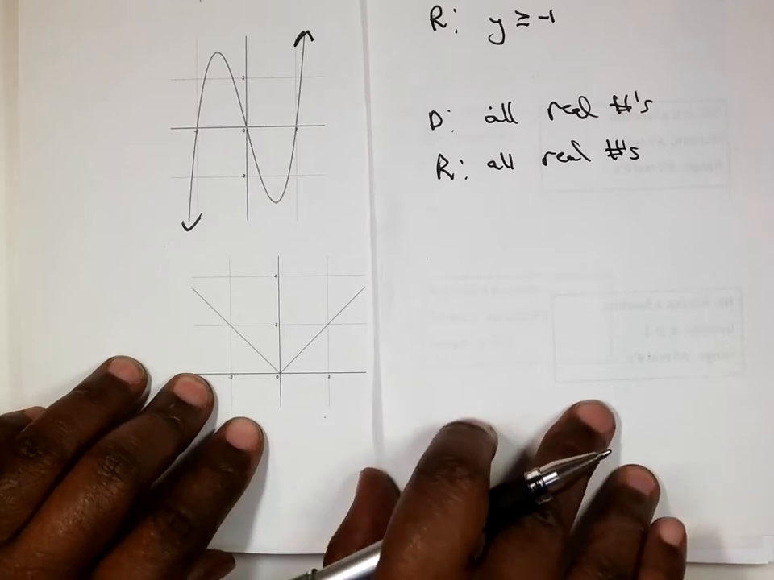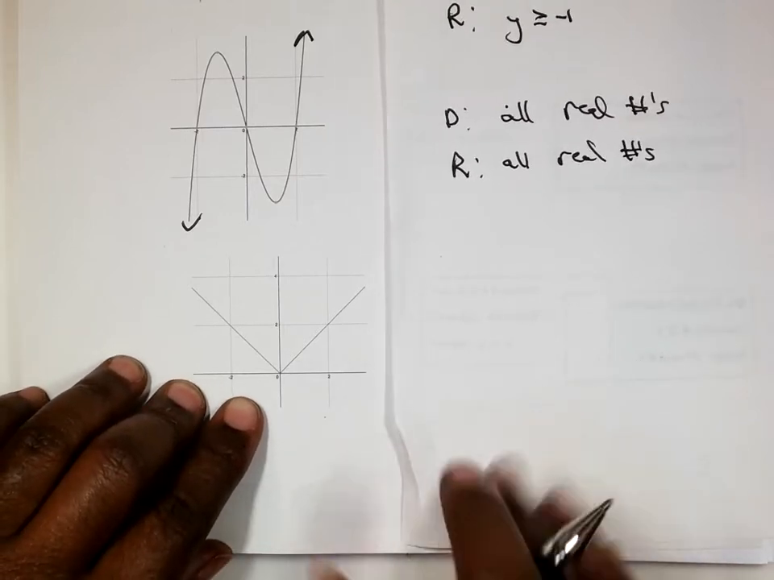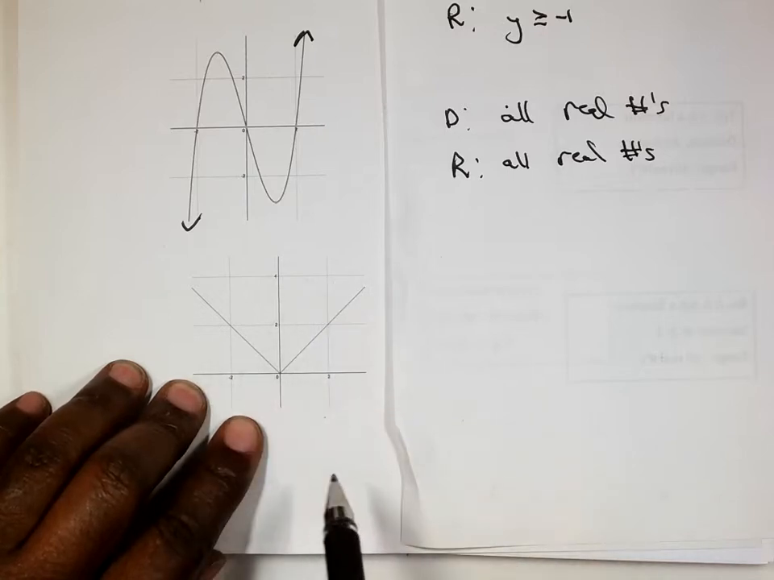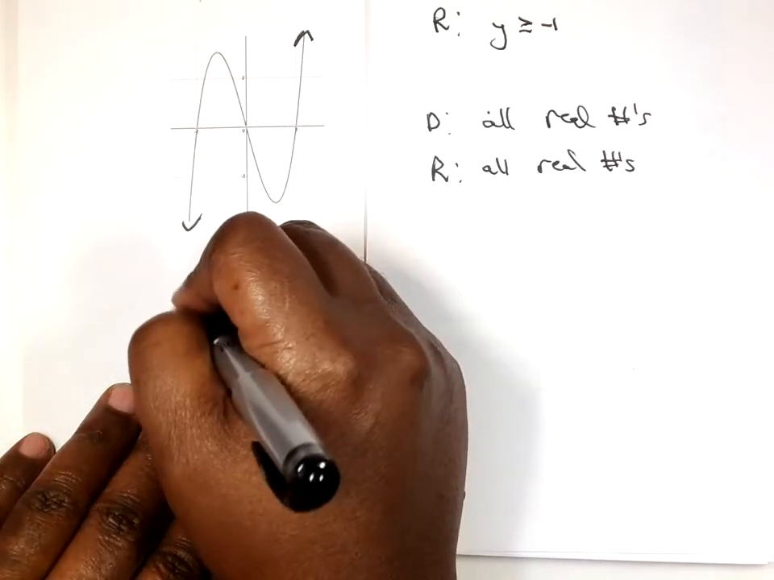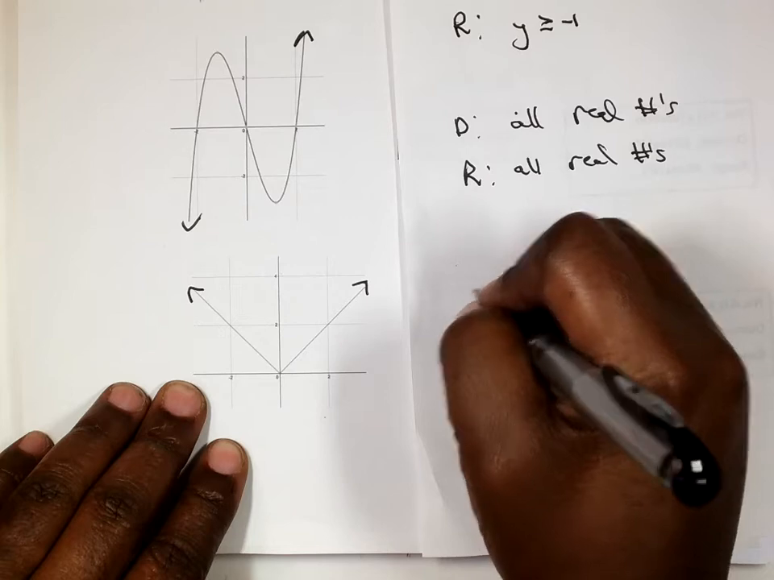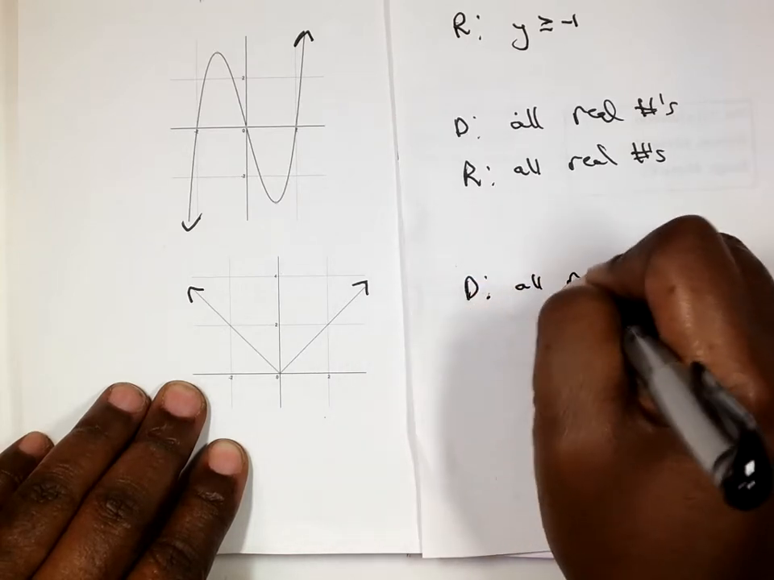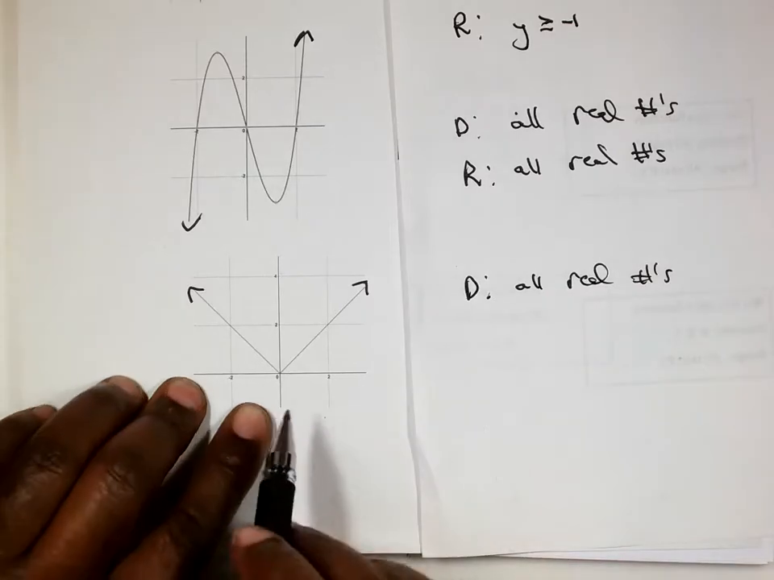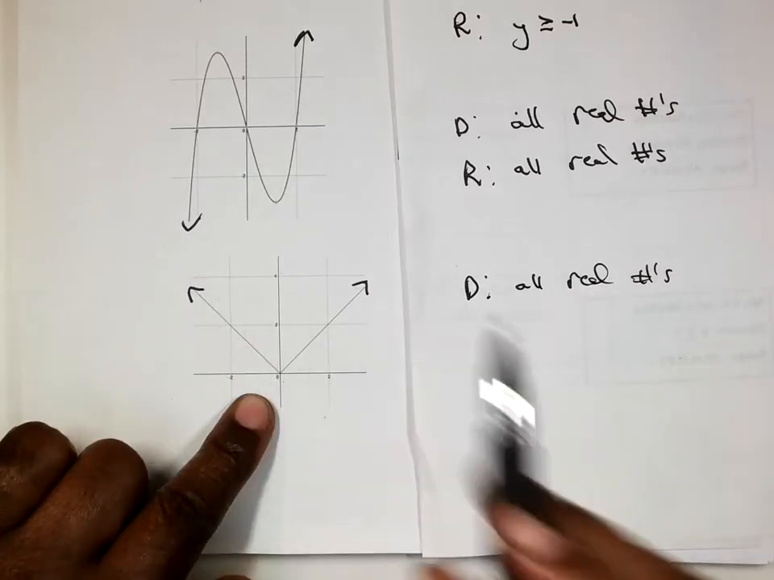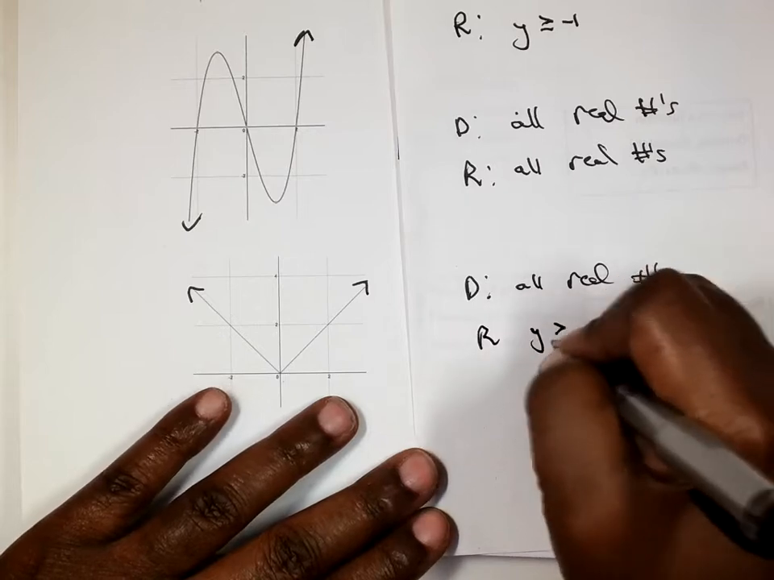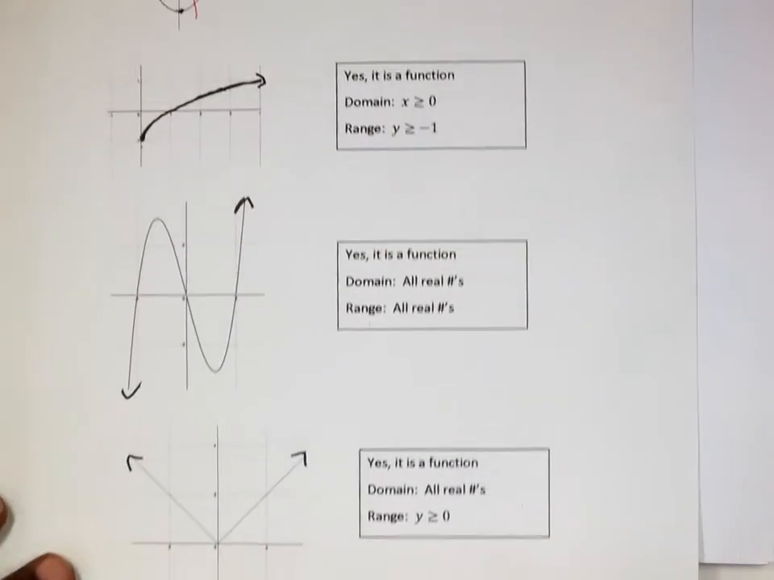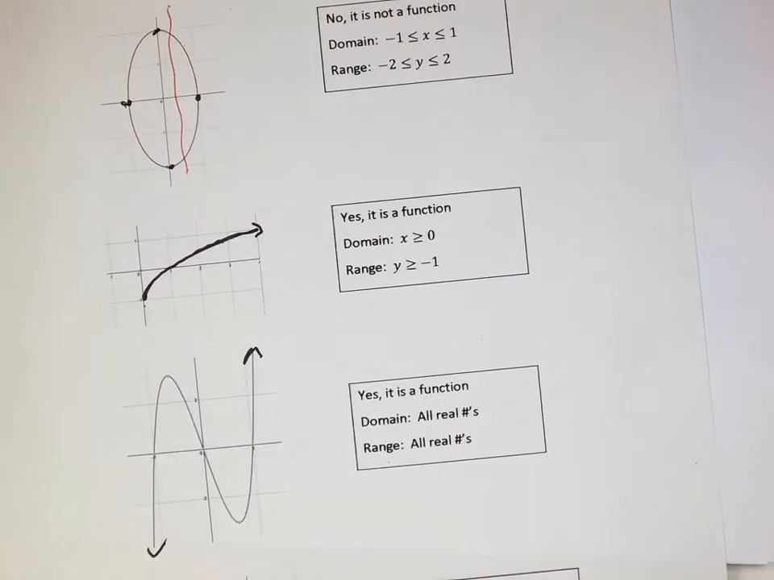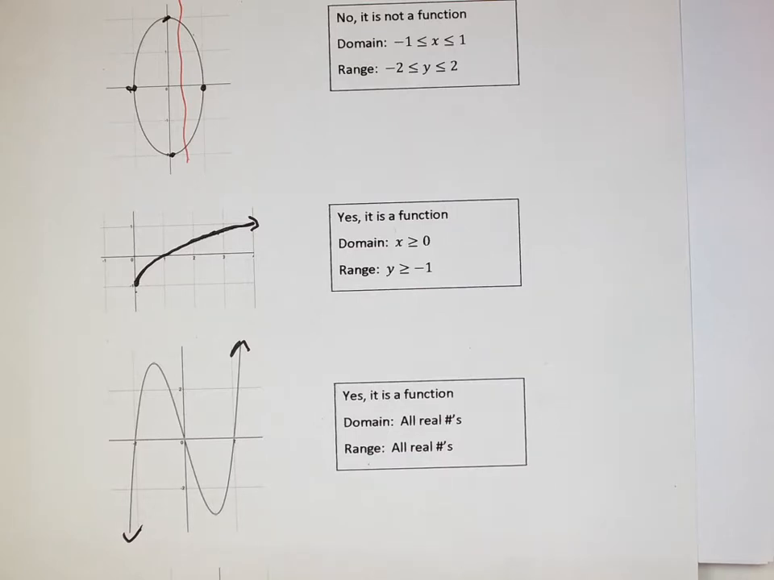And then the last graph here, which is the absolute value graph, it is a function. The domain or the x values are all real numbers. And the y values, the lowest y value it ever takes on is 0, and it goes up from there. So the range is y is greater than or equal to 0. And again, these are all typed out for you on your notes as you go through. But when you're looking at things, try and cover it up, take a look at yourself, and then go back and compare the answers.